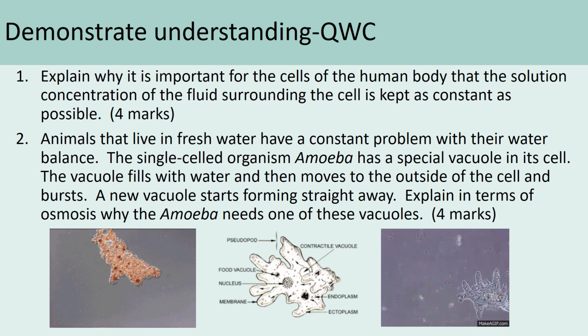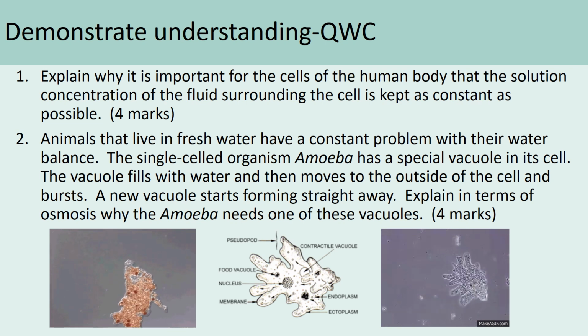Question number 2, animals that live in fresh water have a constant problem with their water balance. The single-celled organism amoeba has a special vacuole in its cell. The vacuole fills with water and then moves to the outside of the cell and bursts. The new vacuole starts forming straight away. Explain in terms of osmosis why the amoeba needs one of these vacuoles.